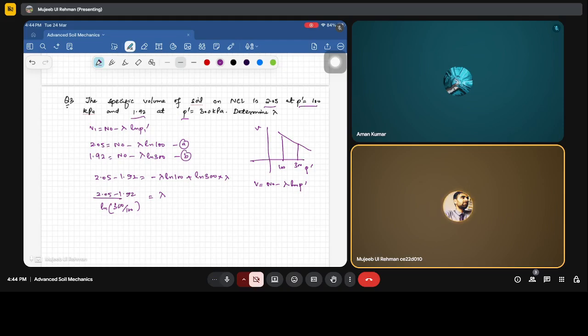So you will get lambda, which is the slope of the normal consolidation line, as 0.118, which can be rounded to 0.1.